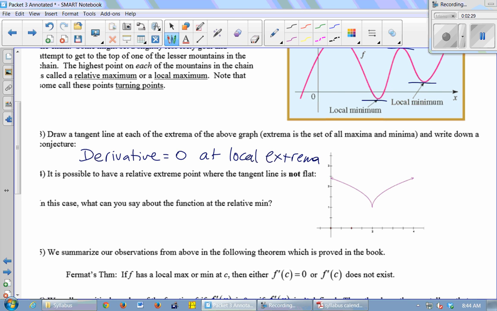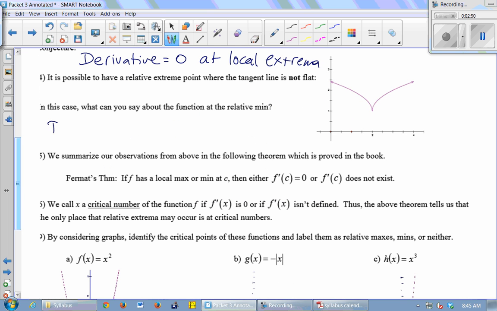But it actually is possible to have a relative extrema where the tangent line is not flat. So look at this picture to the right here. It has a relative min. What is the derivative at that relative minimum? Doesn't exist. It's undefined. So the derivative is undefined here.